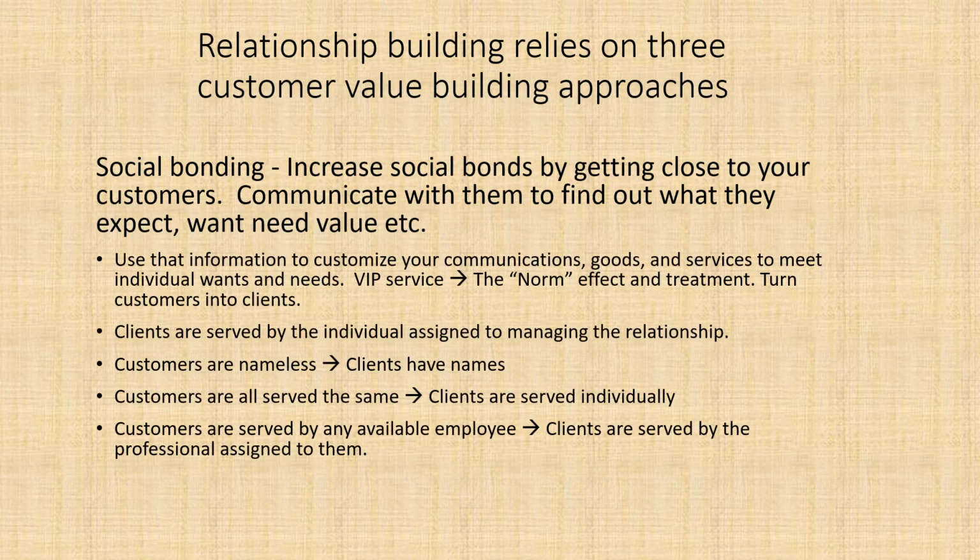The second type of bonding is social bonding. You increase social bonds by getting close to your customers and learning about them and what they want and what they need and what they prefer. Then you communicate with them to find out how you can best meet those needs. You use that information to customize your communications, goods, and services to meet the individual wants and needs. It's sort of a VIP service approach.